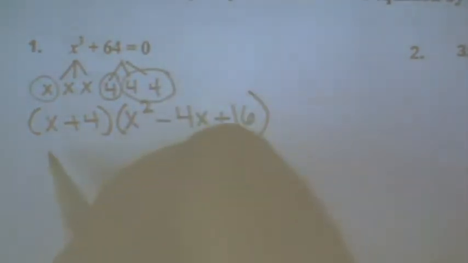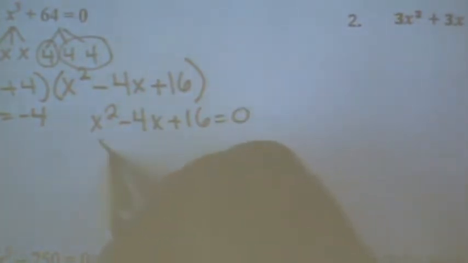Question number 1. It's the sum of two perfect cubes. So this factors to be x, x, x. 4, 4, 4 is 64. So this factors to be x plus 4. We take one of each of these along with this sign, and then these two are squared. Change the sign, minus 4x, and the last sign is a plus sign always, and multiply those two. So one of your zeros is negative 4.